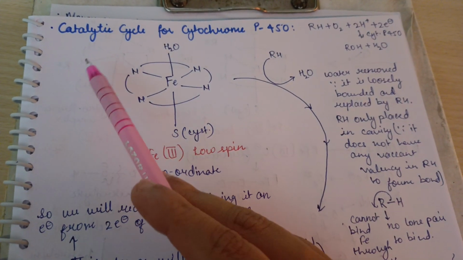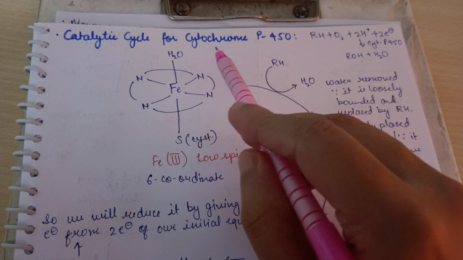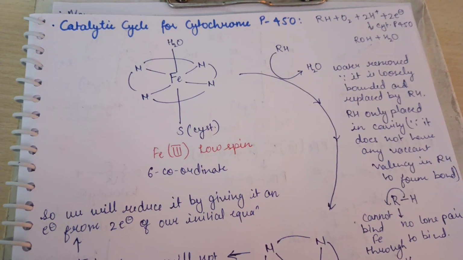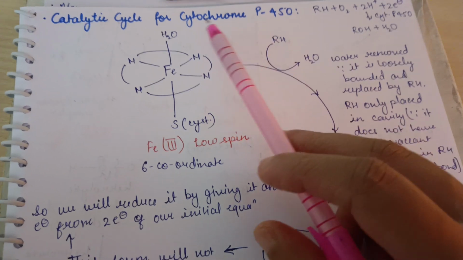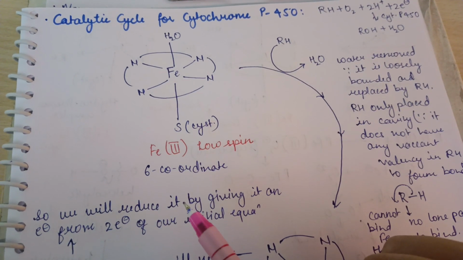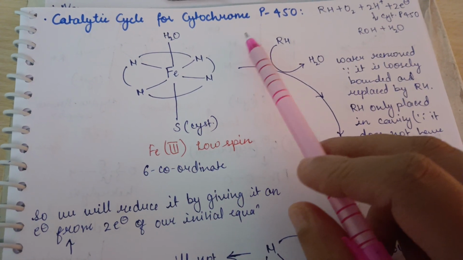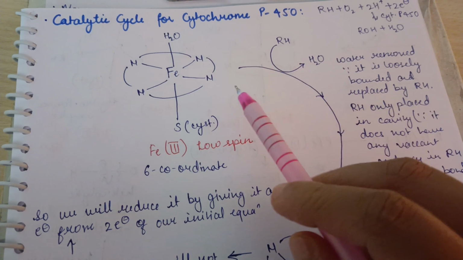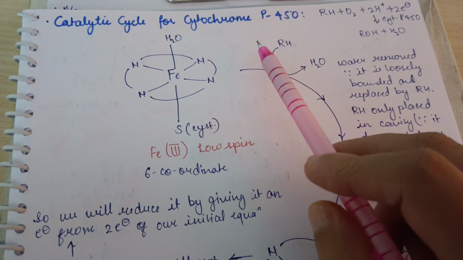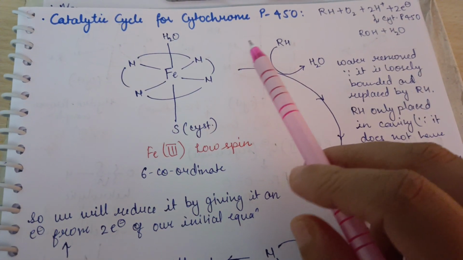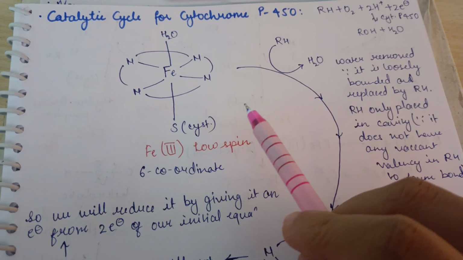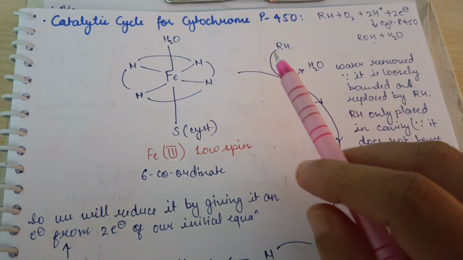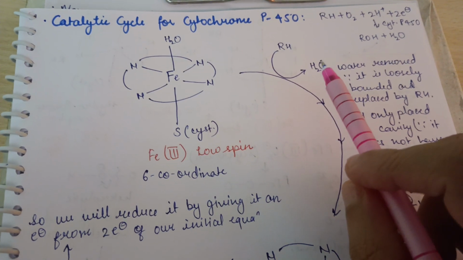So today I'm going to discuss the catalytic cycle for Cytochrome P-450. First of all, to know this we need to know what Cytochrome P-450 does. Cytochrome P-450 helps in the incorporation of one molecular oxygen atom into the substrate. That means it adds one oxygen atom into whatever substrate is taken.